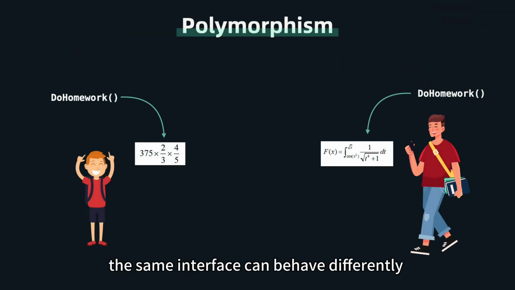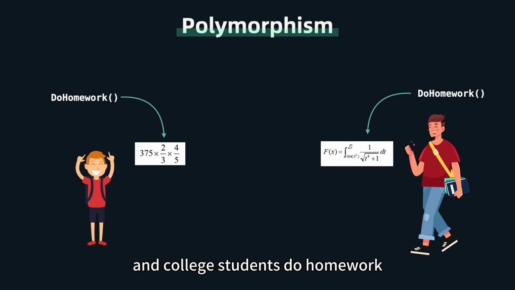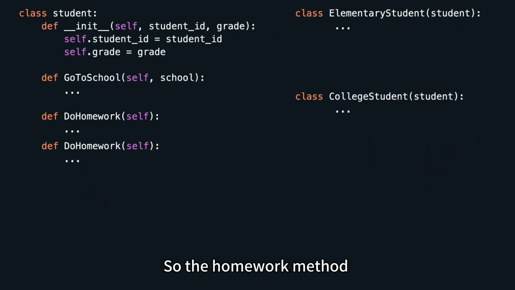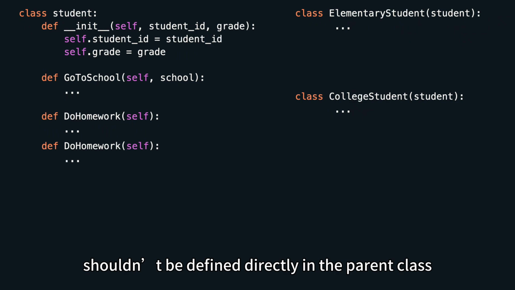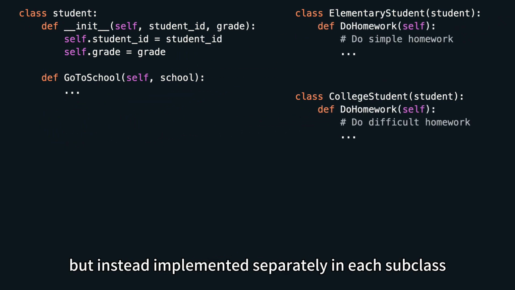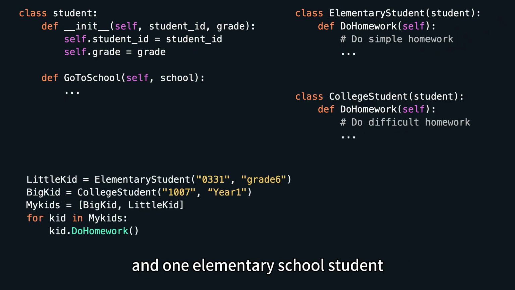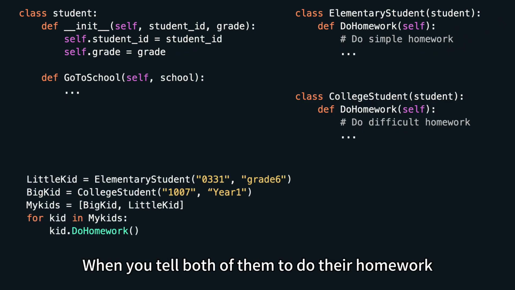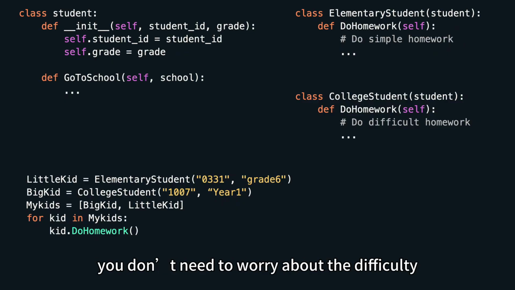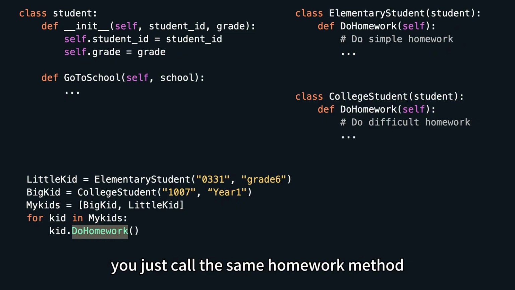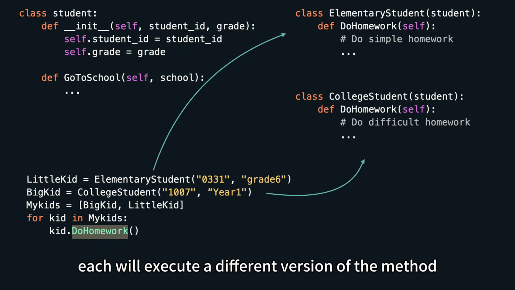Polymorphism means that the same interface can behave differently, depending on the object's actual class. For example, although both elementary students and college students do homework, the difficulty level is clearly different. So the homework method shouldn't be defined directly in the parent class, but instead implemented separately in each subclass. Imagine you're a parent with one college student and one elementary school student. When you tell both of them to do their homework, you don't need to worry about the difficulty. You just call the same homework method. Because they belong to different classes, each will execute a different version of the method.